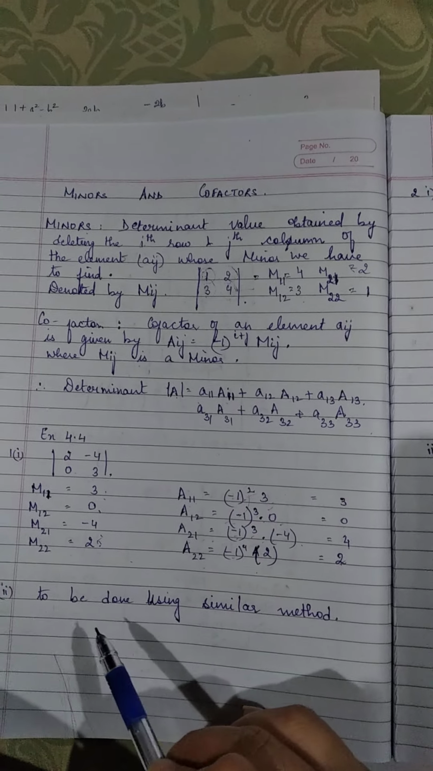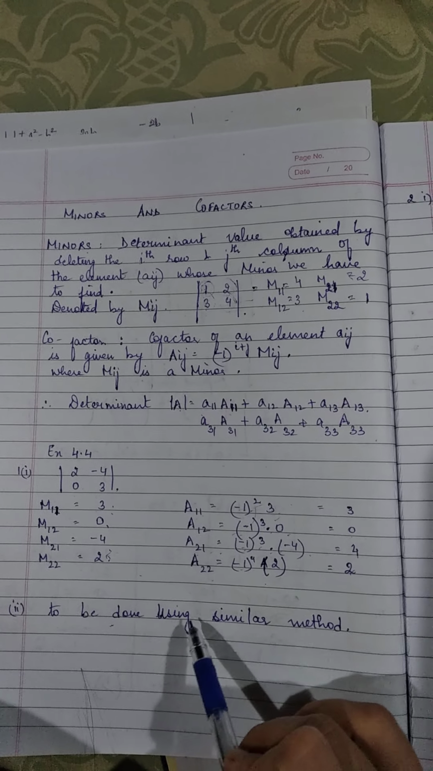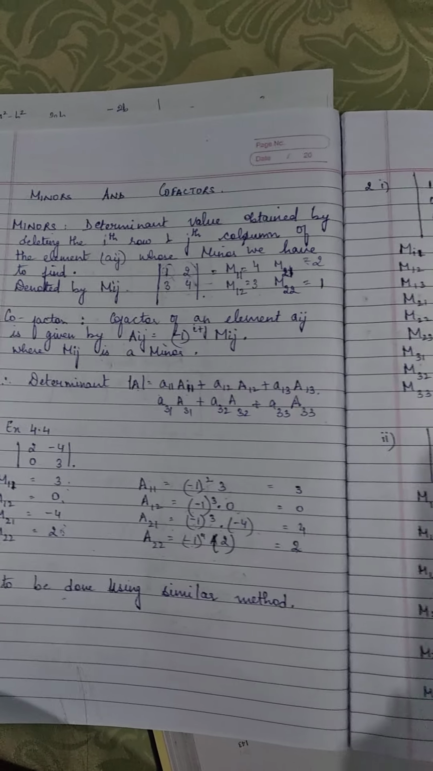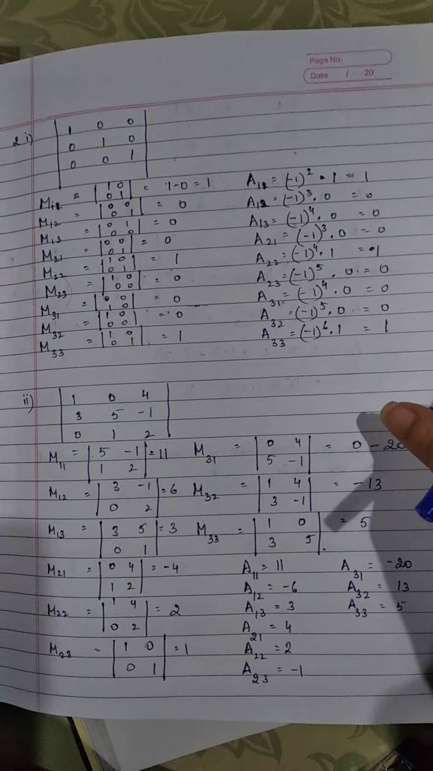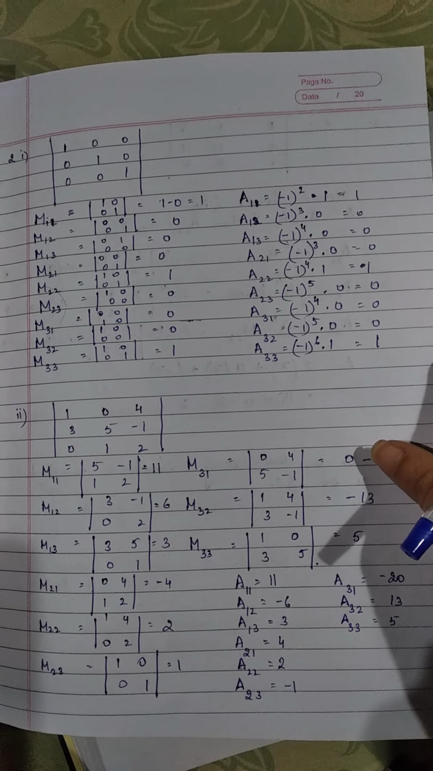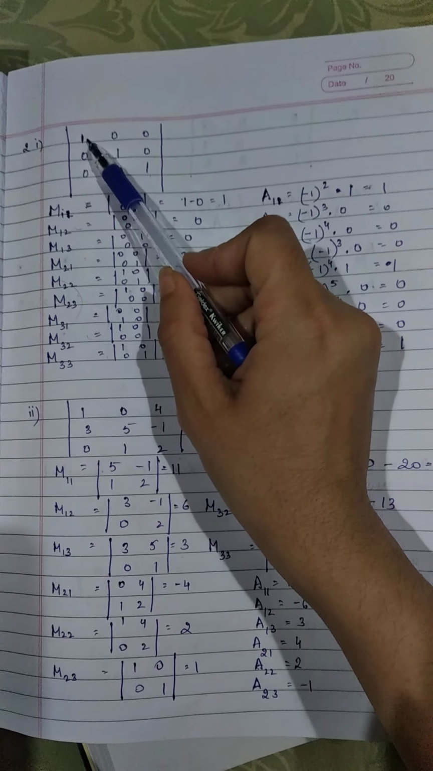Question number 2 of this particular question, that is question number 1, is to be done using a similar method. Then we come to question number 2, where we have to find out the minor and the cofactor of a 3 by 3 square matrix. Now, for a 3 by 3 square matrix, let's say the minor, that is for this particular element.